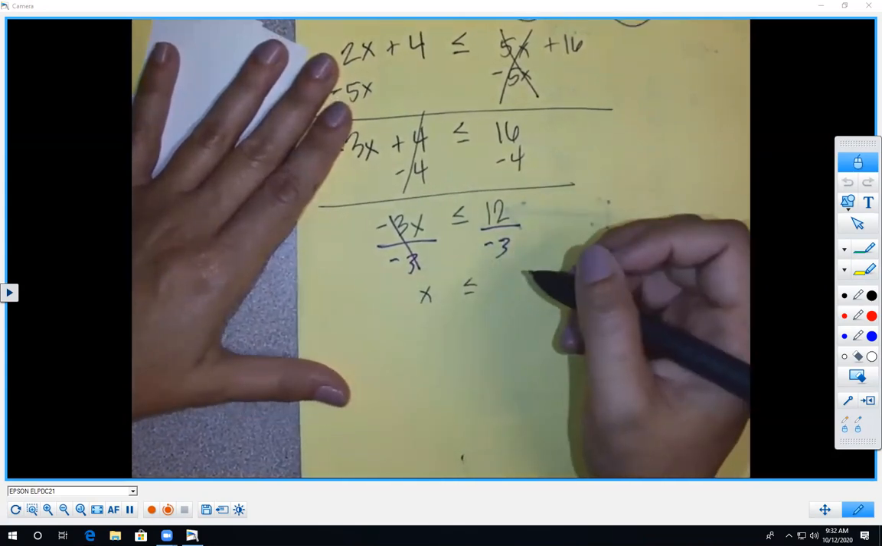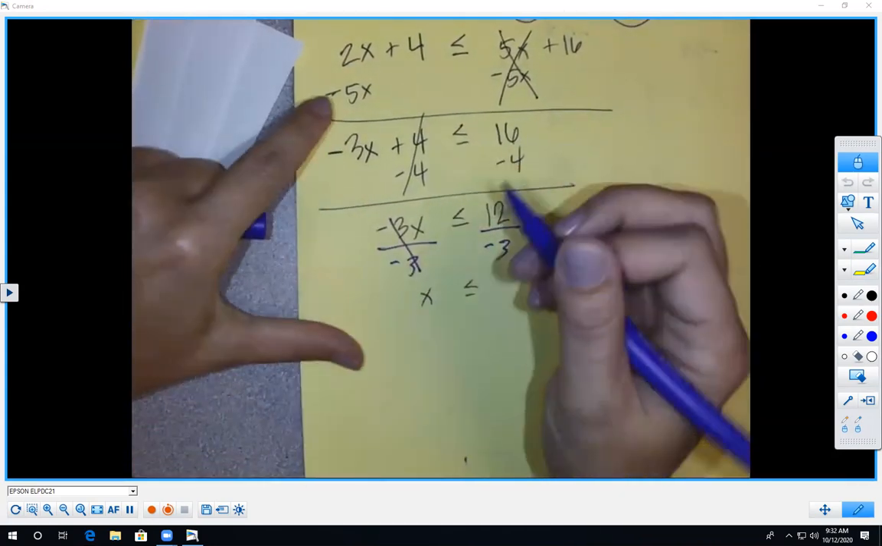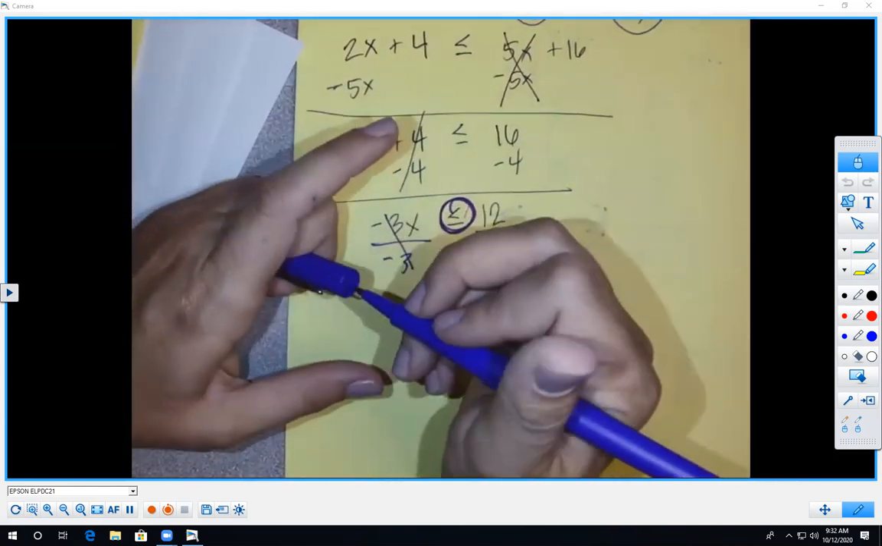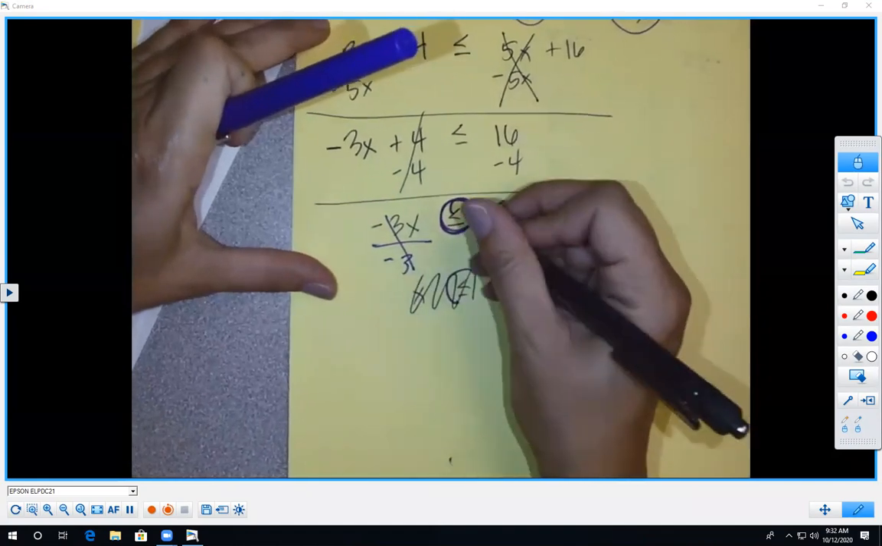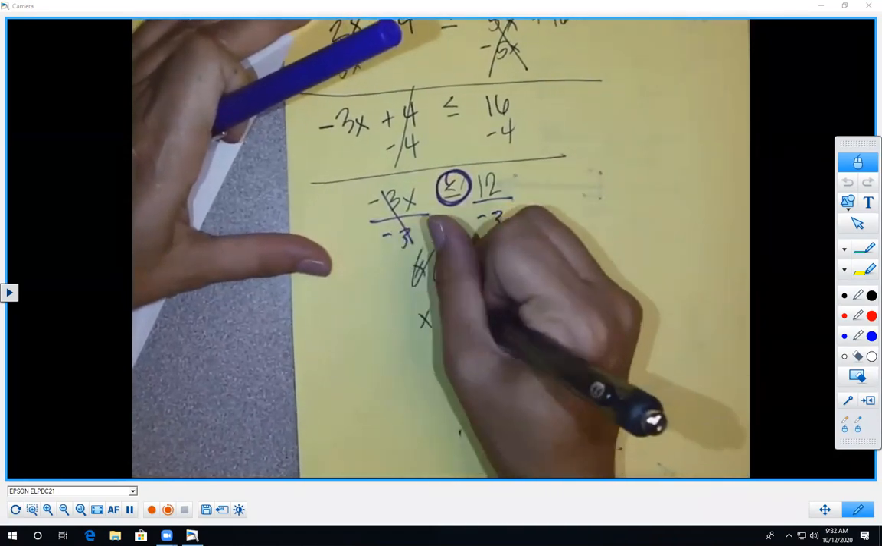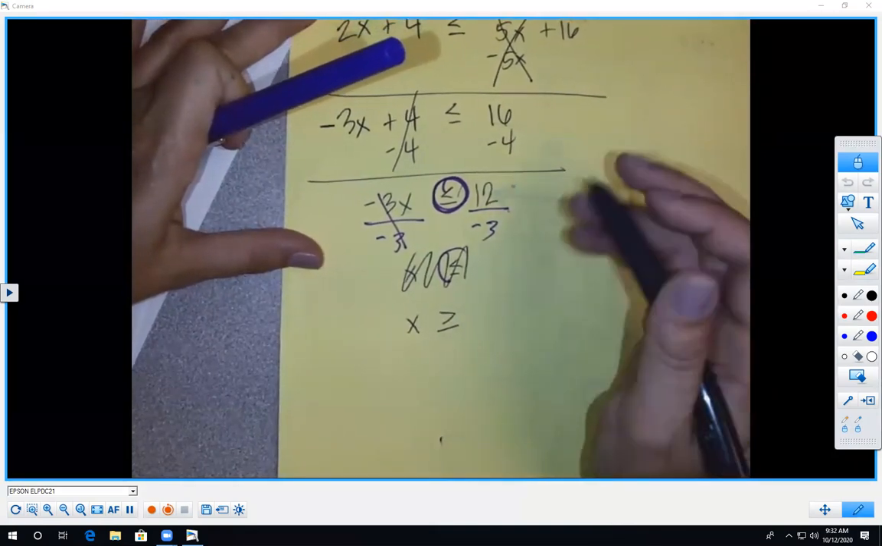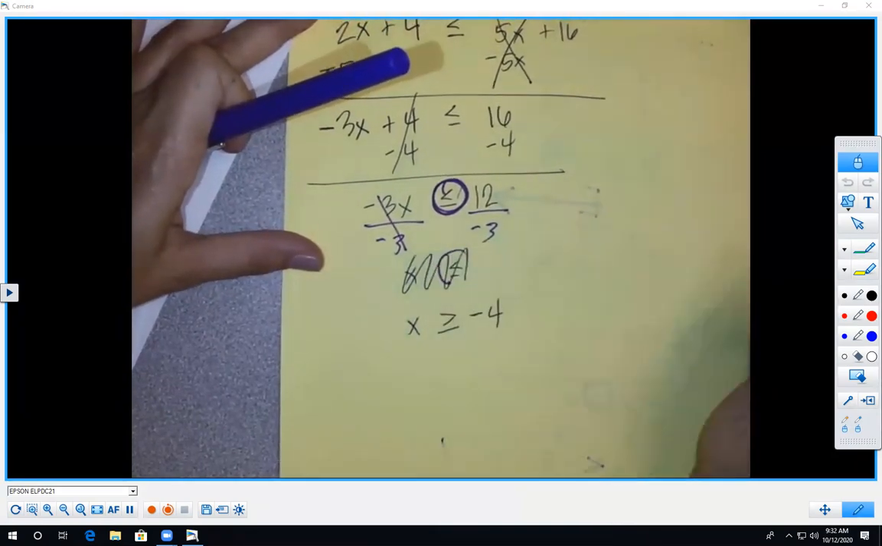Oh, what did I forget? You gotta flip your sign. We divided by a negative number. So this, let me just mark all that out and start over. This needs to flip. I get x is greater than or equal to 12 divided by -3, which is -4.